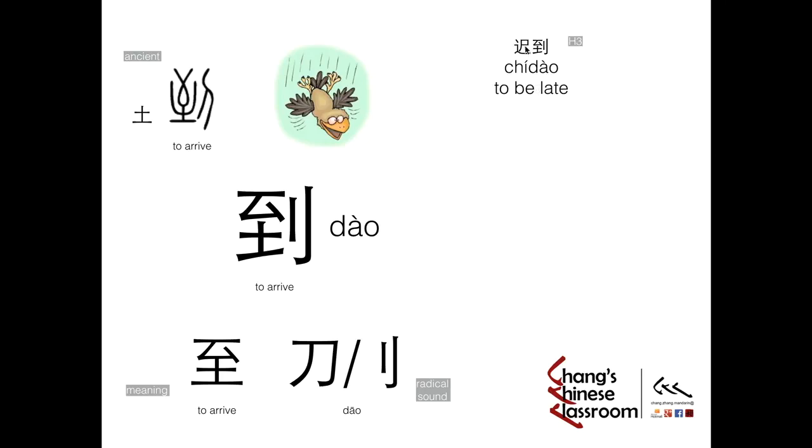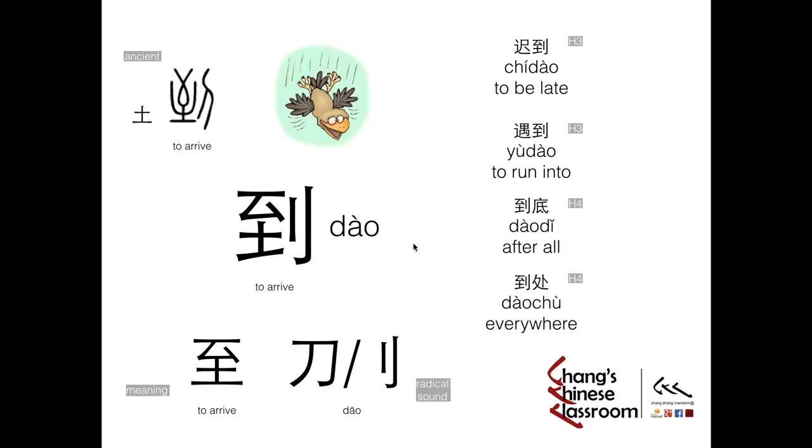Alright, and the word 迟到. 迟 means late. You arrived late, you are late, right? And 遇到 means to run into. 遇 means to meet someone on the street, actually, with a hint of the meaning by accident. So altogether combined means to run into someone or something by accident. And 到底, quite simple. 底 means the end. So reach the end after all. Find exactly what happened at the end after all.